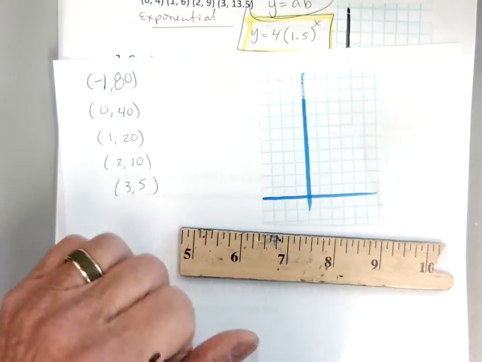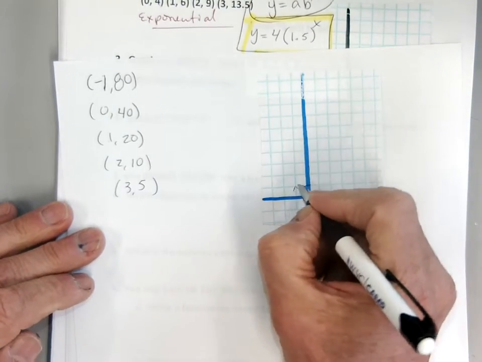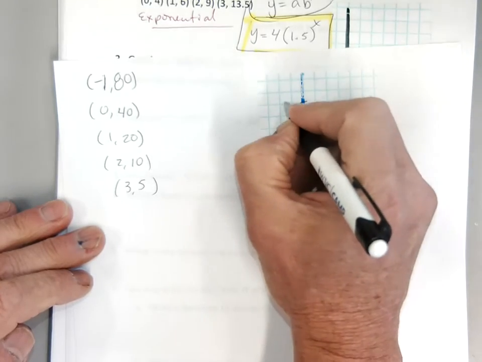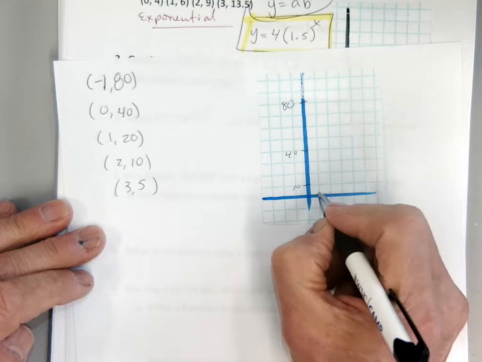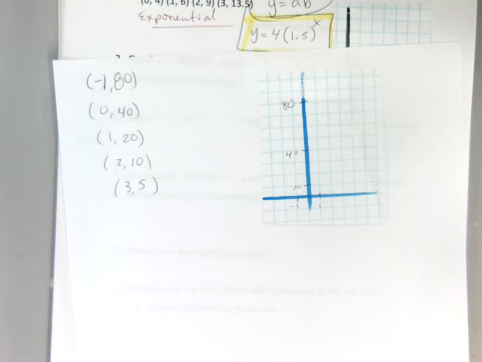Okay, I'm probably going to have to go by 10, so I'm going to get 80 in there, so I'll probably go by 10, 20, 30, 40, 50, 60, 70, 80. Okay. 1, -1. Okay, and then I'm going to just start putting the points in.